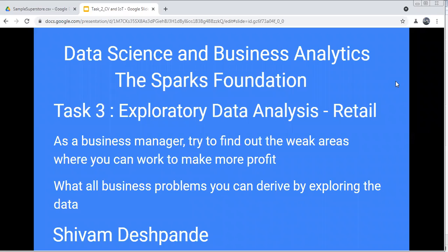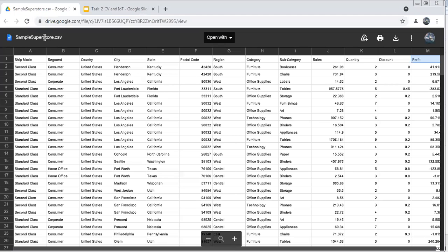So this is my third task in data science and business analytics internship at the Sparks Foundation. The third task is the exploratory data analysis. I have to perform the exploratory data analysis on the dataset Sample Superstore. This is the dataset that has been provided.